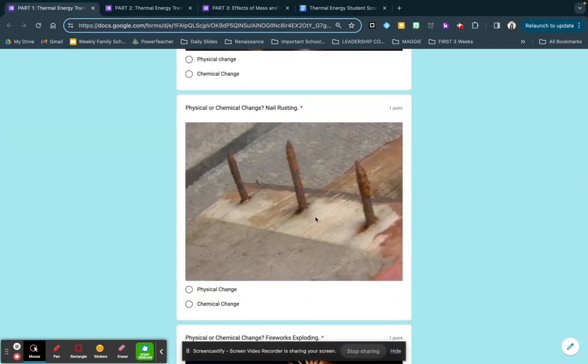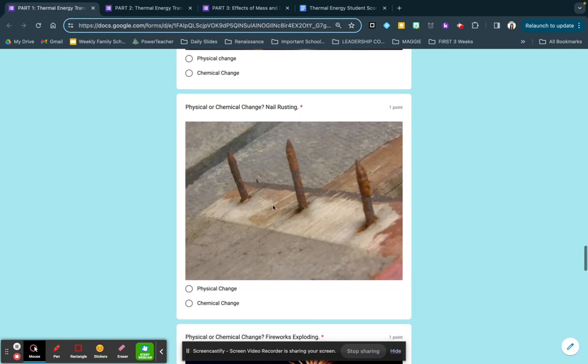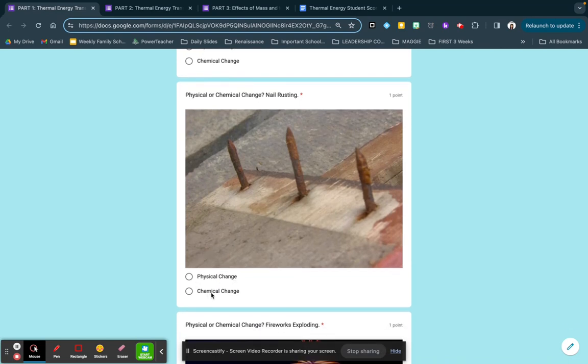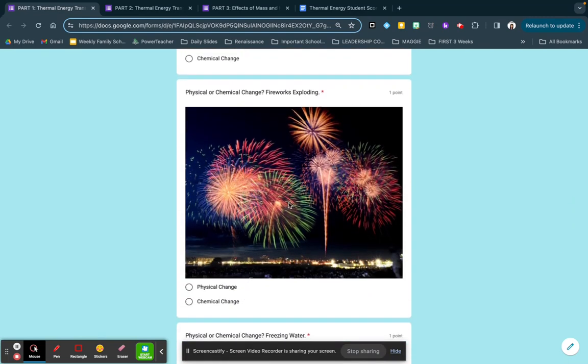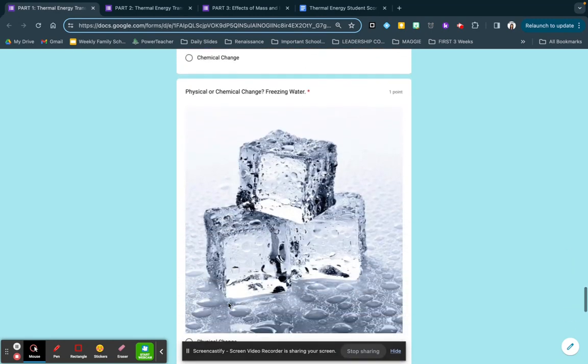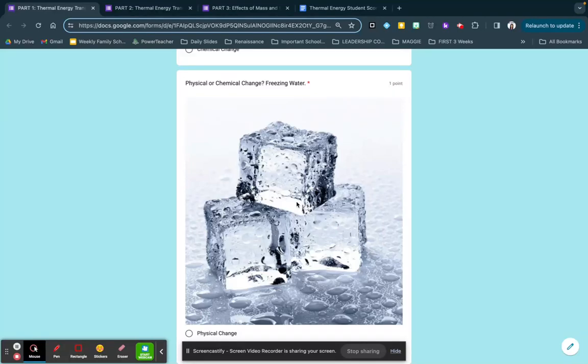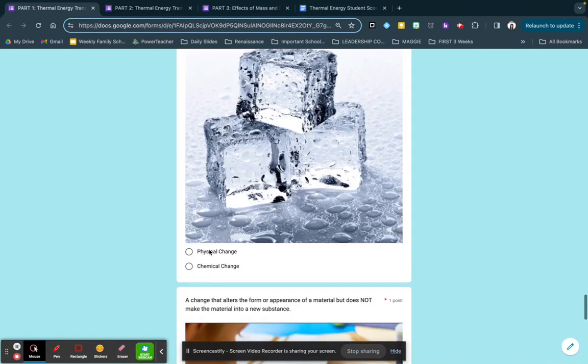Here's a picture of rusty nails. Okay, so when the nails rusted, is that a physical change or chemical change? Here are fireworks exploding. Is that a physical change or a chemical change? And water freezing. Is that a physical change or a chemical change?